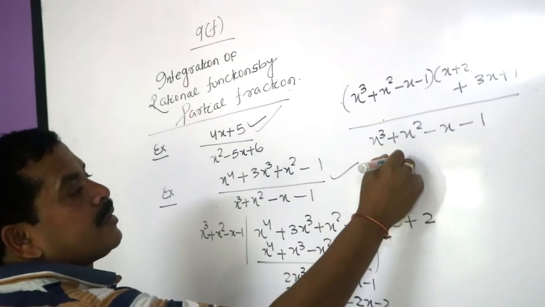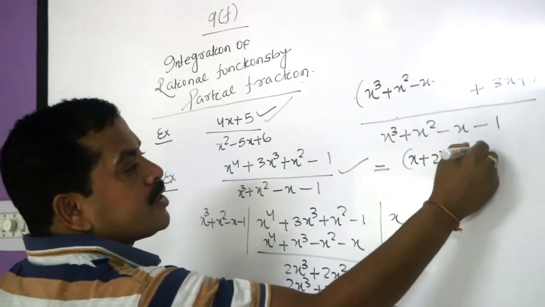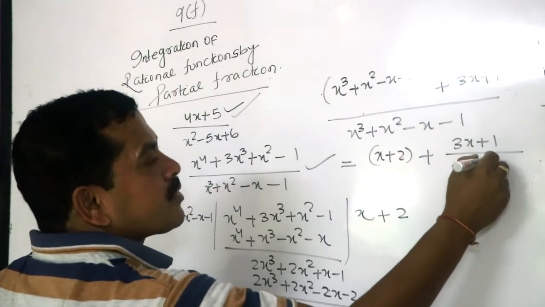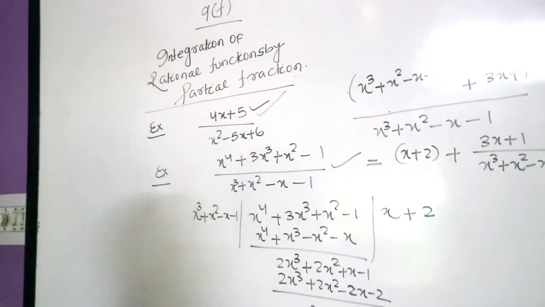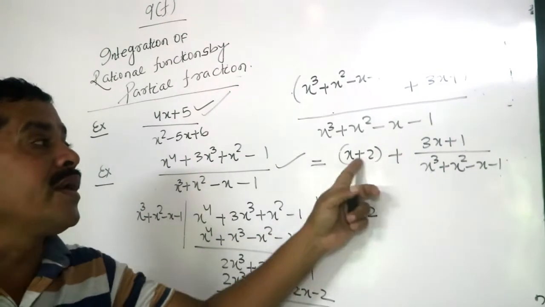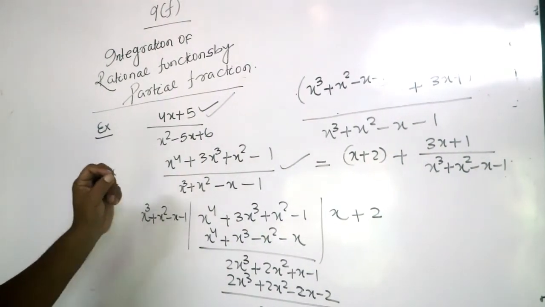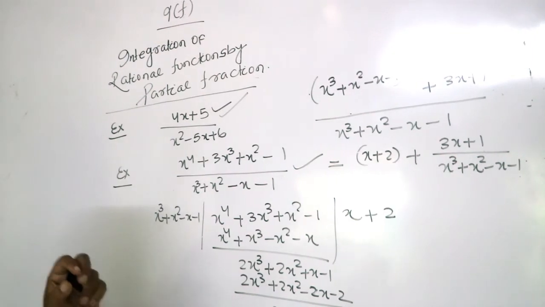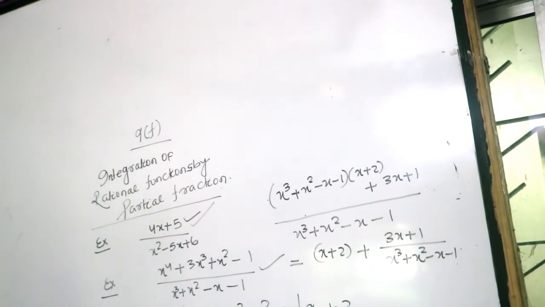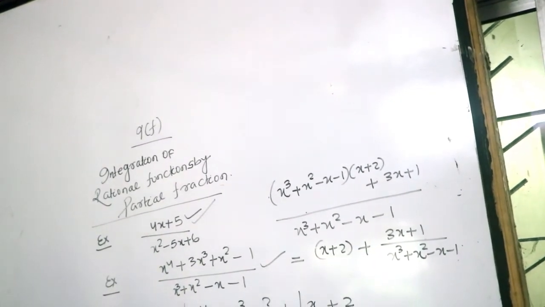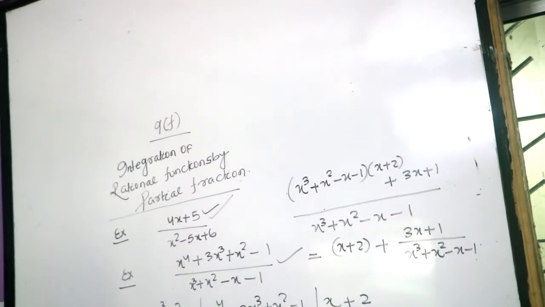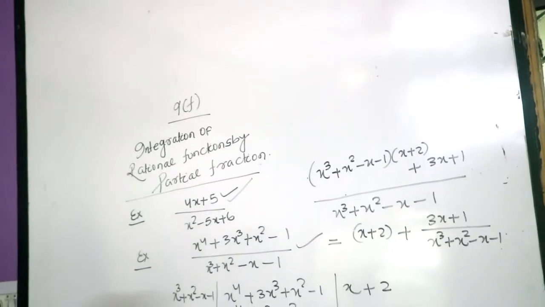Then it becomes (x + 2) + (3x + 1) divided by (x^3 + x^2 - x - 1). Then this rational function is now a proper rational function. So if the rational function is not proper, first we have to convert it to a proper rational function. That means the degree of the polynomial in the numerator must be less than that of the polynomial in the denominator, which is of higher order.